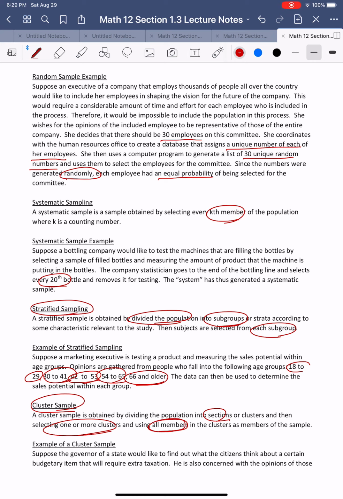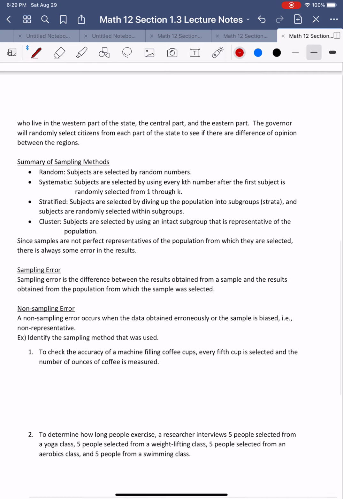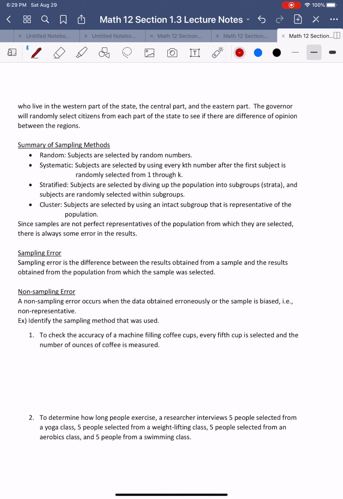An example of the cluster sample: suppose the governor of the state would like to find out what the citizens think about a certain budgetary item that will require extra taxation. He is also concerned with the opinion of those who live in the western part of the state, so he divides it into central and eastern parts. The governor will randomly select a citizen from each part of the state to see if there are differences of opinion between the regions.